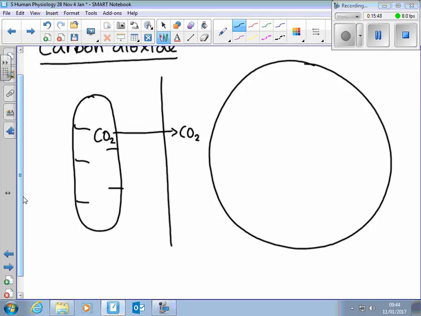It's one of my favourite words, carbaminohemoglobin. And so that is just a way of transporting 10% of the carbon dioxide.